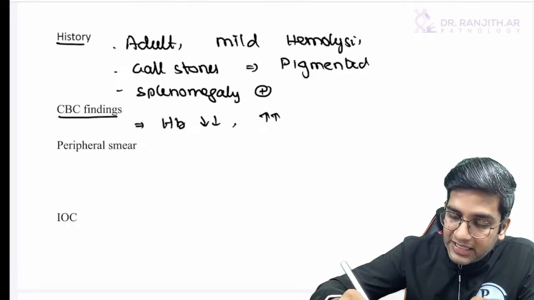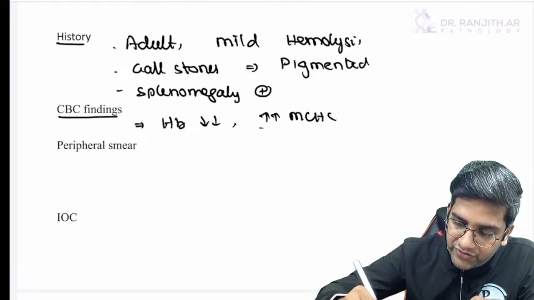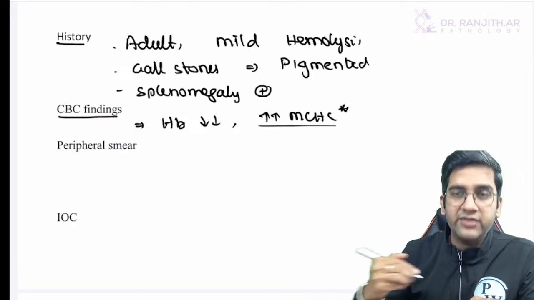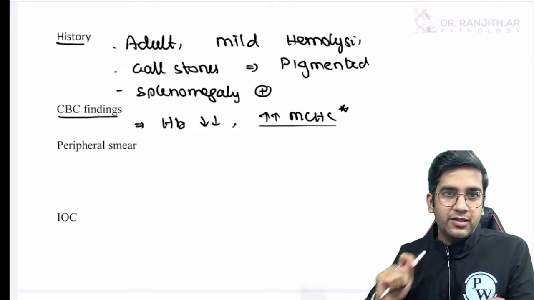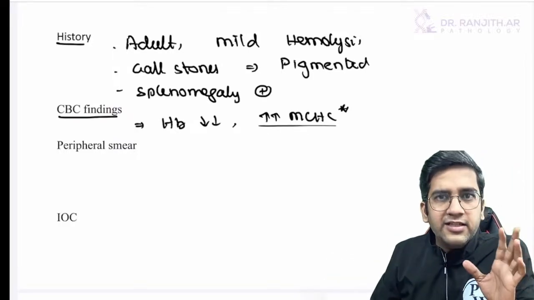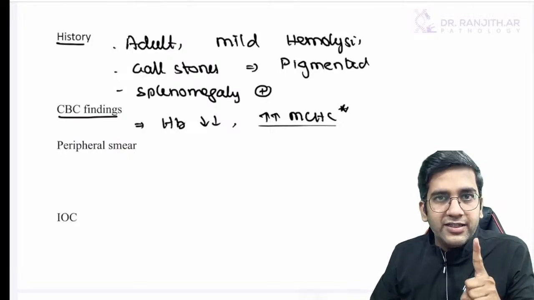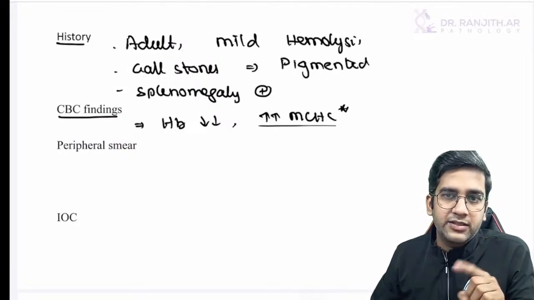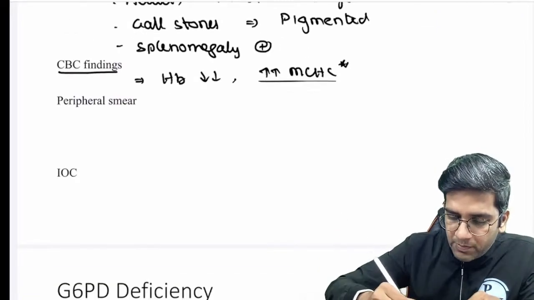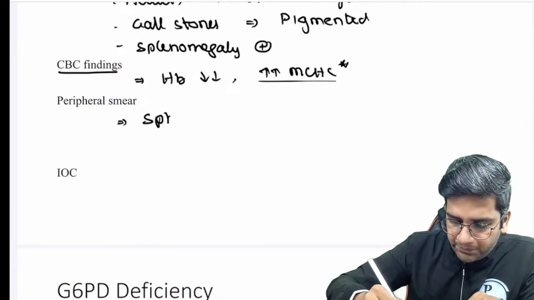This is a very, very classical finding. Elevated MCHC is a classical hallmark finding for every spherocytosis. Don't miss that. I don't look for anything else in case of spherocytosis. MCHC will be elevated. That is seen only in this condition, no other condition. Very, very classical thing, right? Then we'll come to the peripheral smear. So in the peripheral smear, you will see spherocytes.